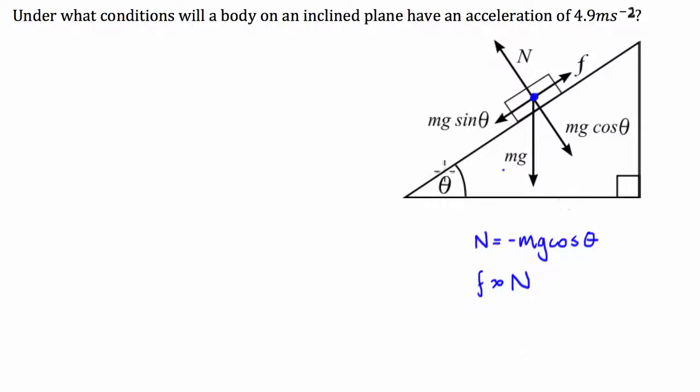So now we've got to try and answer this question. Under what conditions will a body on an inclined plane have an acceleration of 4.9 meters per second to the negative 2? Our acceleration, which is going to be down the slope, is going to be given to us by this force here, mg sine theta. So our force parallel to the plane is equal to mg sine theta.